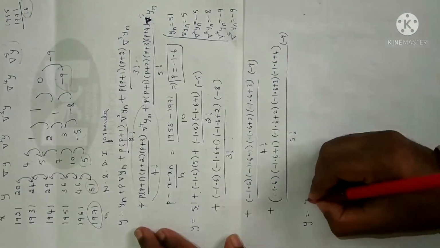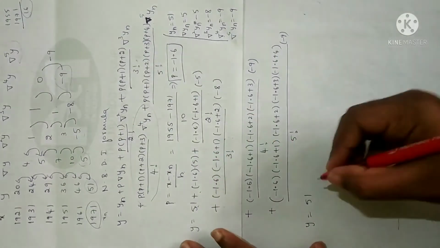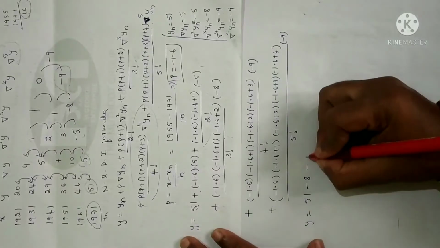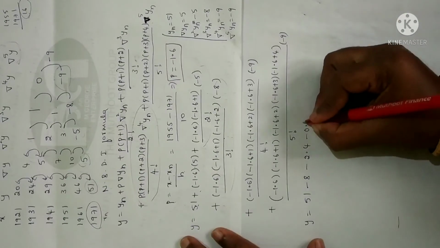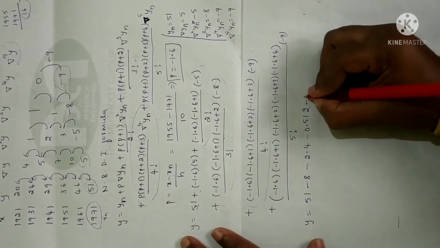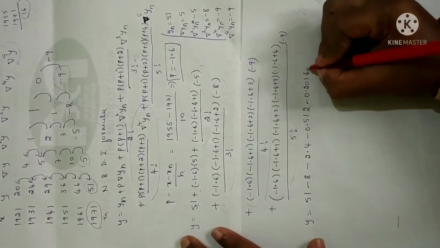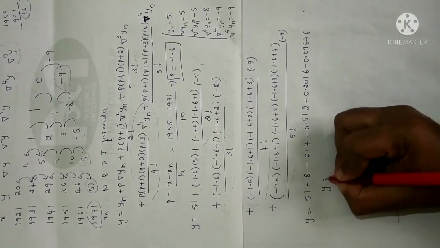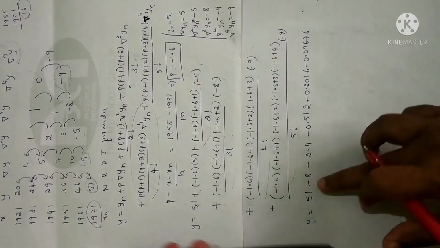So 51 as it is. Next, minus 1.6 into 5, you have to multiply these two terms, you will get minus 8. Similarly, simplify this whole term, you will get minus 2.4. Similarly, simplify this term, you will get minus 0.512, as already shown in the calculator. Simplify this, you will get minus 0.2016. Use the calculator and simplify the last term, you will get minus 0.09676.